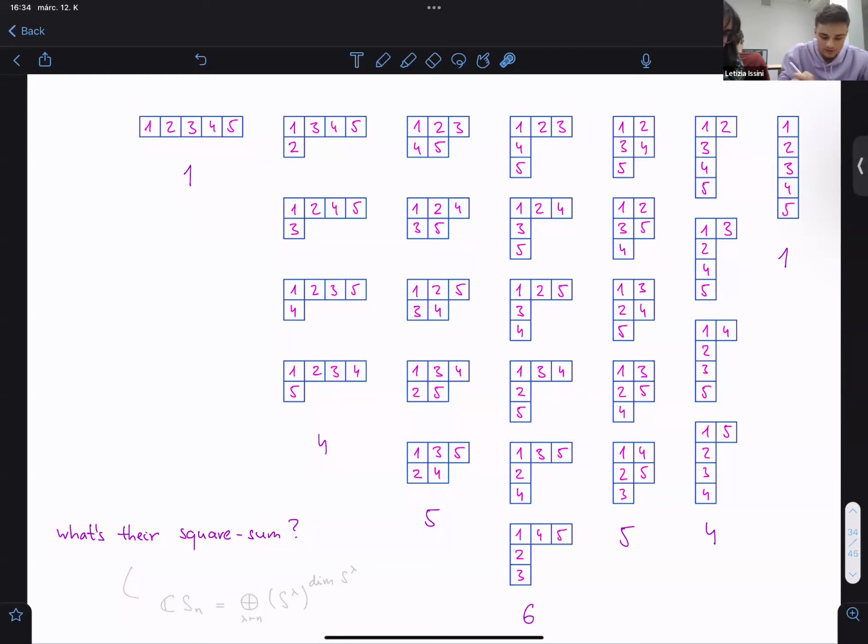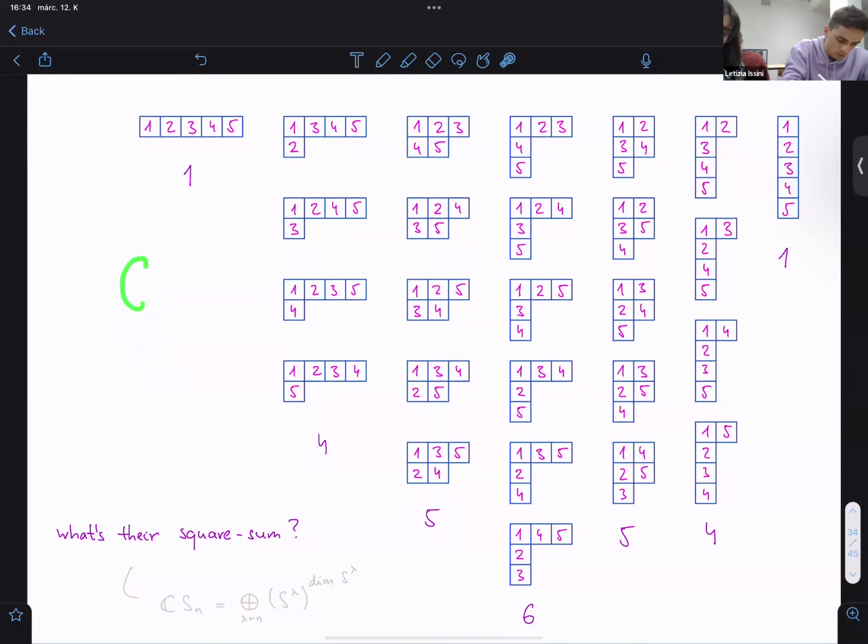So 1 plus 16 plus 25 plus 36 plus 25 plus 16 plus 1. We get 120, which is very conspicuously equal to 5 factorial. And this is in fact a general fact. So you always get n factorial if you take these square sums for any symmetric group. And there is some representation theory behind this.